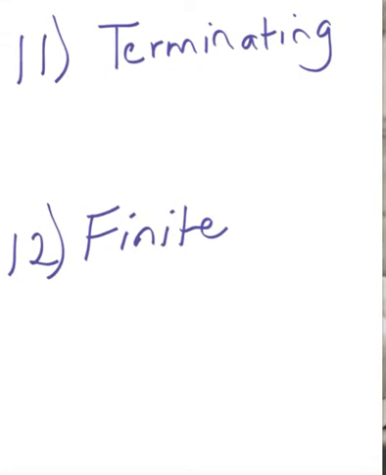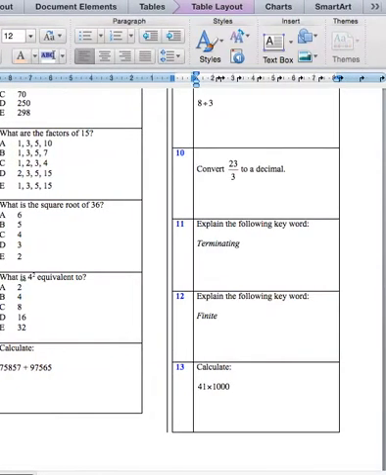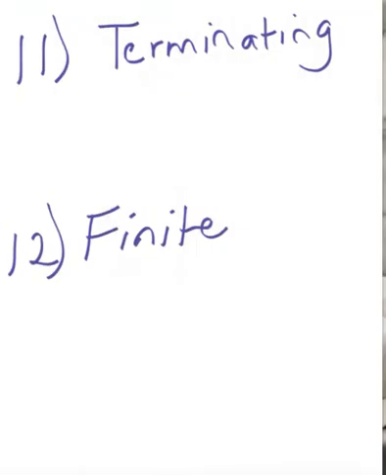Okay, 11 and 12 I'll do together because the question says explain the following keyword. Okay, so terminating and finite. So terminating, if you ever get stuck, think of the Terminator. We've probably heard of that movie. And basically the Terminators came to Earth to put an end to the Earth.